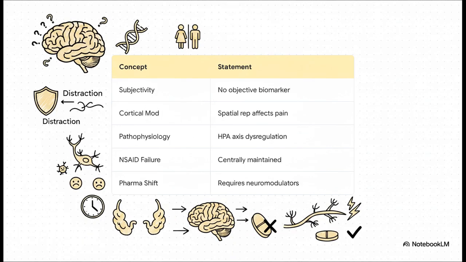And the final 5 heavy hitters. Subjectivity. Pain has no objective biomarker and is heavily swayed by genetics and gender. Cortical modulation. Distraction-induced analgesia shows that spatial representation changes perception. Chronic pathophysiology. HPA axis dysregulation leads to actual neuroremodeling and depression. NSAID failure. Chronic pain is centrally maintained, completely bypassing peripheral COX targets. And finally, the pharmacological shift. Neuropathic pain, like PHN, requires neuromodulators, not your standard analgesics.